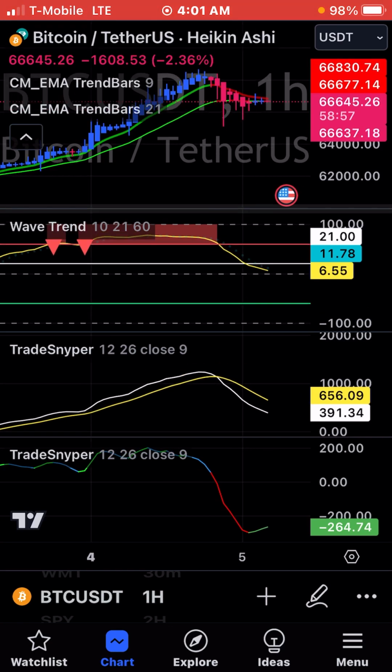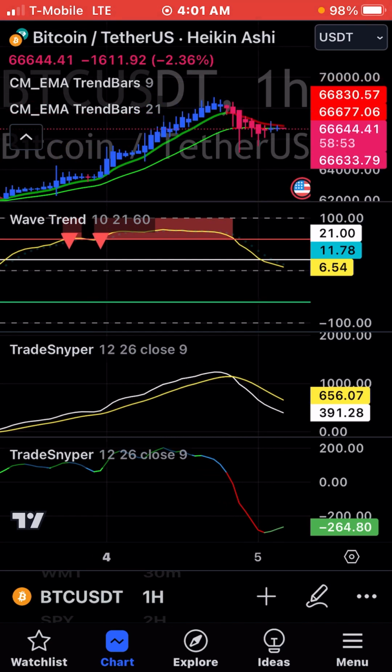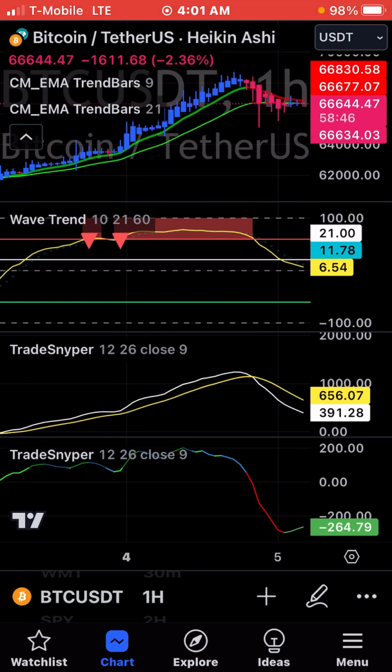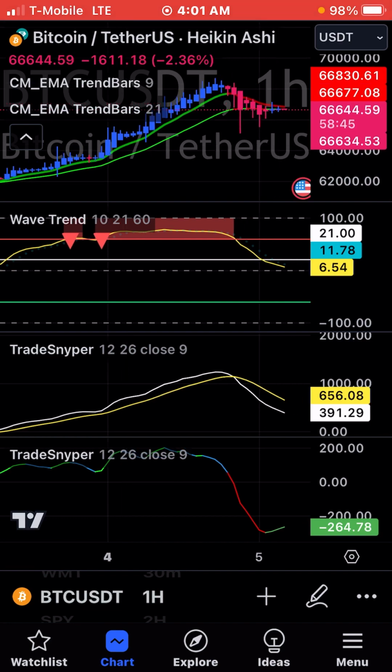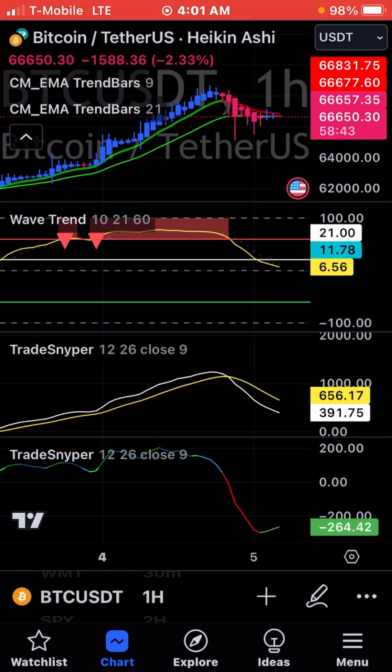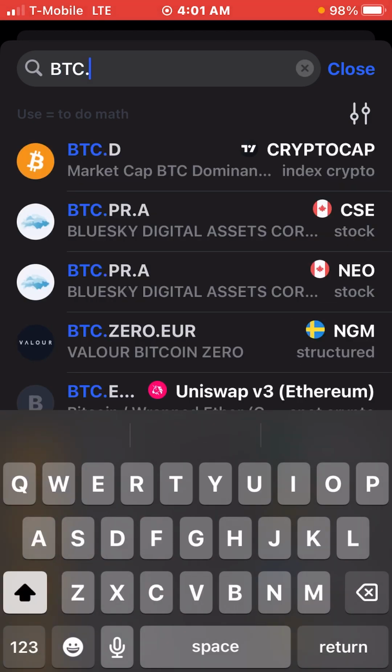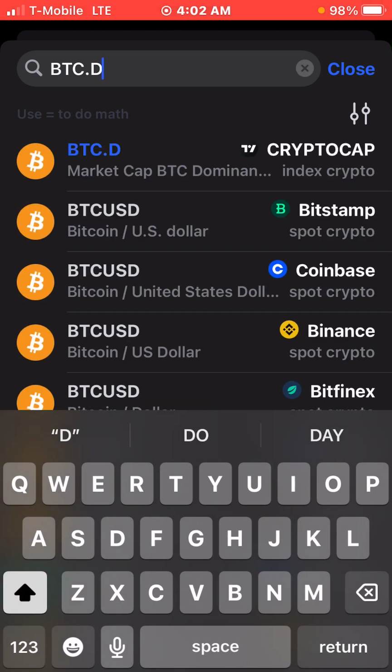So with this layout, you can really see the moments to get in and get out. Really good moments to get in and get out. But for this strategy, we're not going to be focusing on Bitcoin. We're going to be focused on trading with the Bitcoin dominance. To do that, you go to Bitcoin.D. So you trade with the Bitcoin dominance.